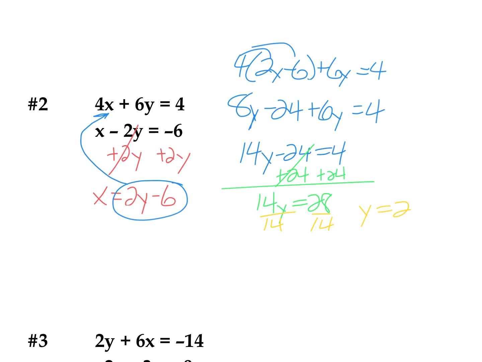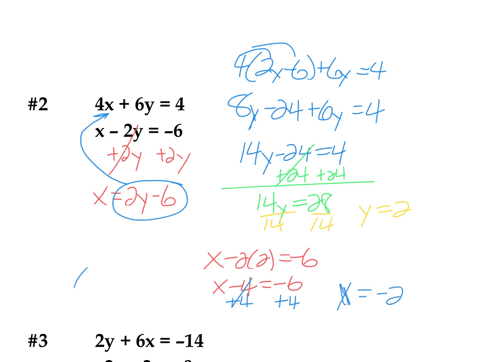So I'm going to choose that second equation, and I'm going to replace the y with a 2. So I'm going to have x minus 2 times 2 equals negative 6. That's x minus 4 equals negative 6. And then when I add 4 to both sides, I'm going to get x equals negative 2. So my final answer is going to be negative 2, comma 2.